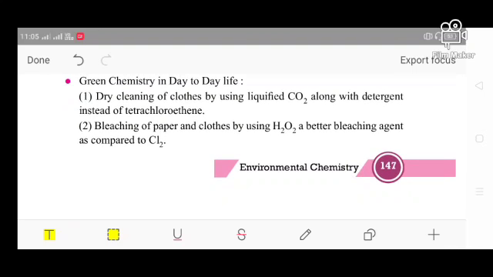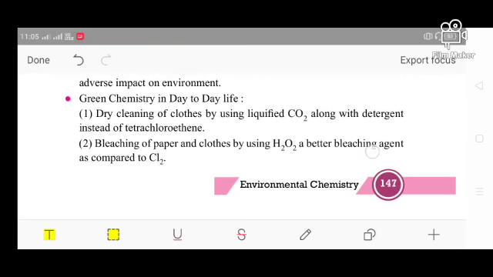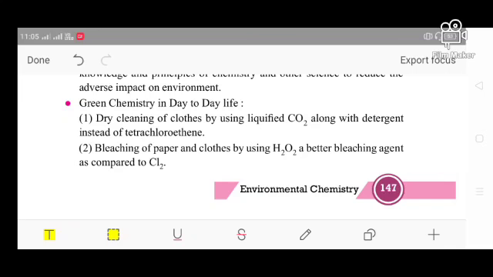Okay, and green chemistry we are using in day to day life also. How? By the dry cleaning of clothes using liquefied carbon dioxide along with detergent instead of tetrachloroethene. And another is the bleaching of paper and clothes using hydrogen peroxide, a better bleaching agent as compared to chlorine. Okay, so these are the general day to day uses of green chemistry.